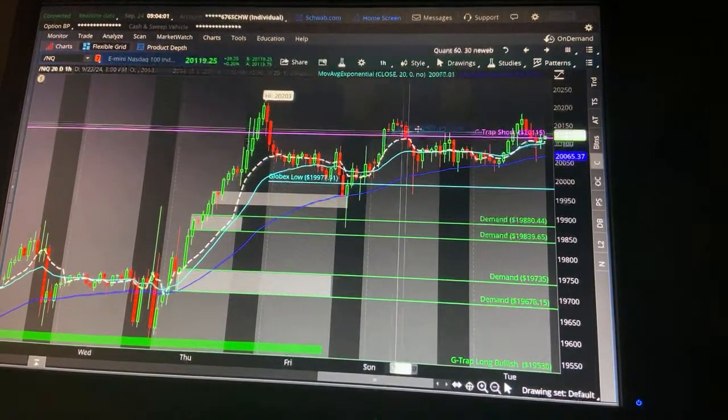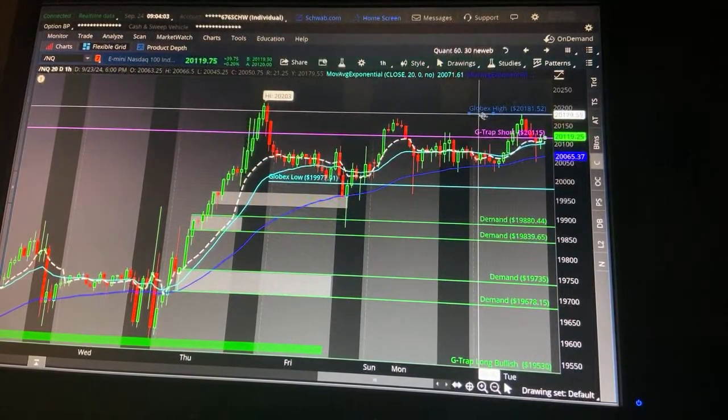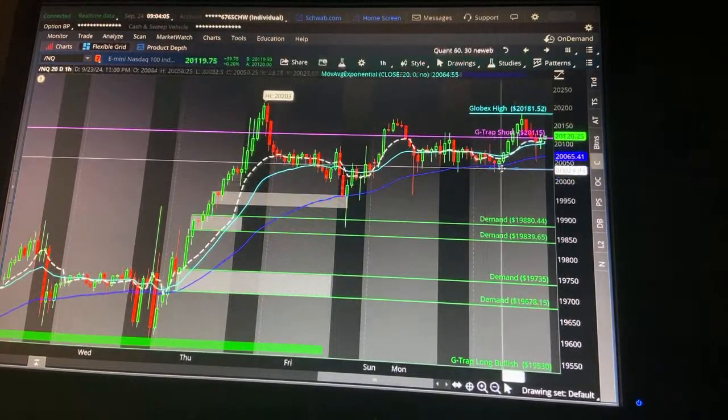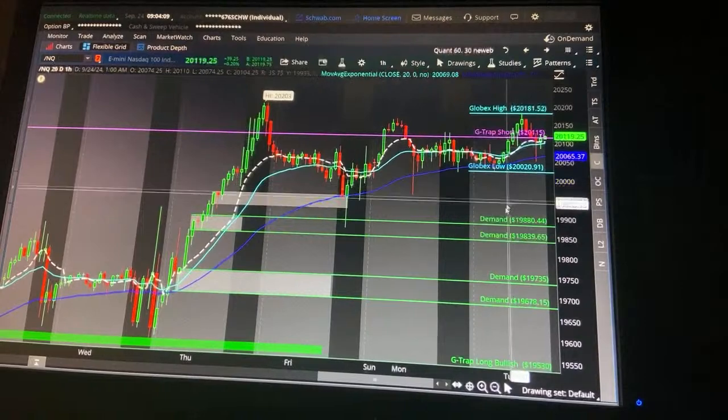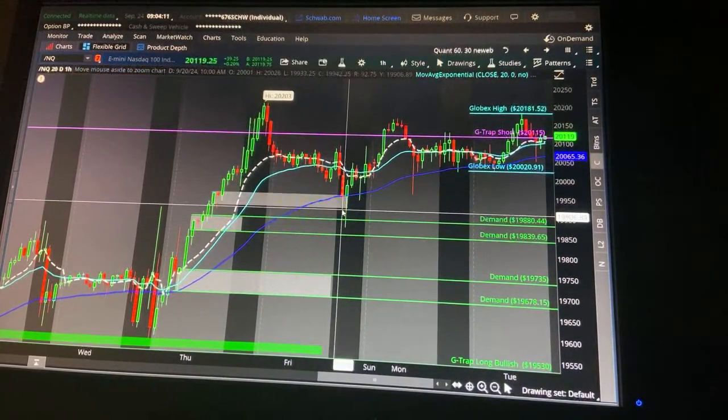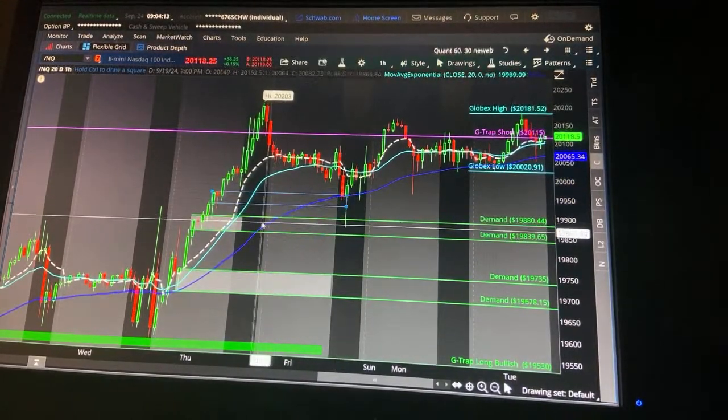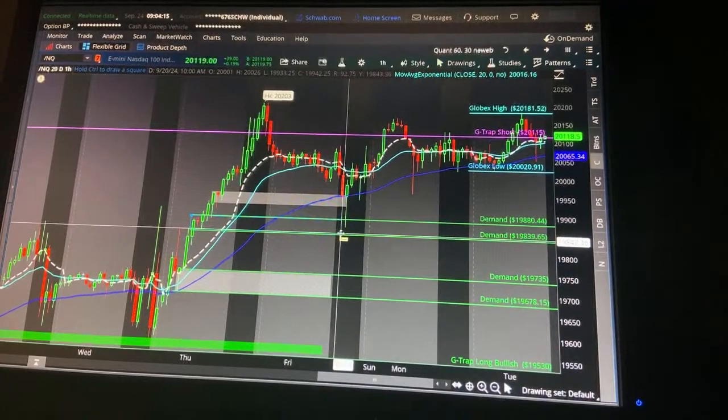And if I just map out our Globex high, Globex low, which is here and here, represented by these blue lines over here. And, you know, same thing, we had levels over here. This one was pretty decent. I didn't even put a number on that. We had this level right here that worked out beautifully on Friday.